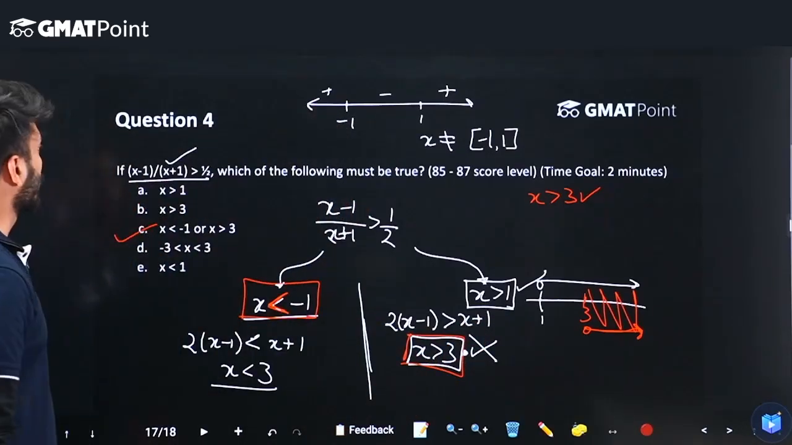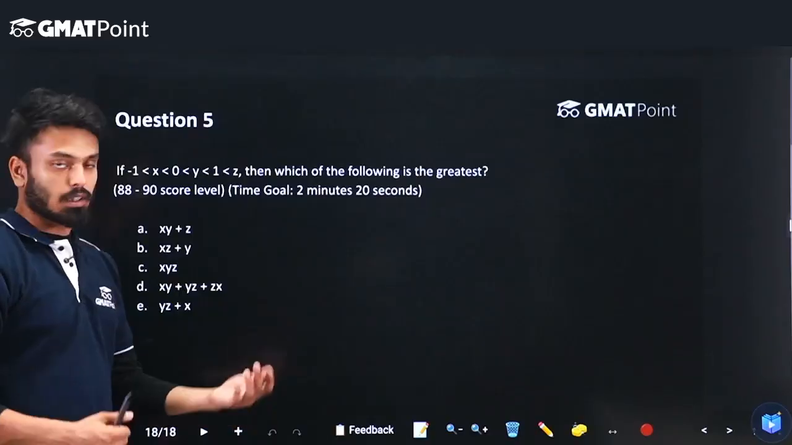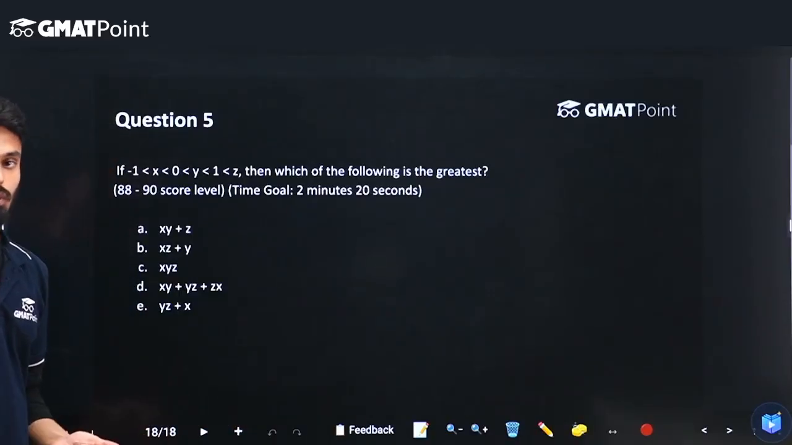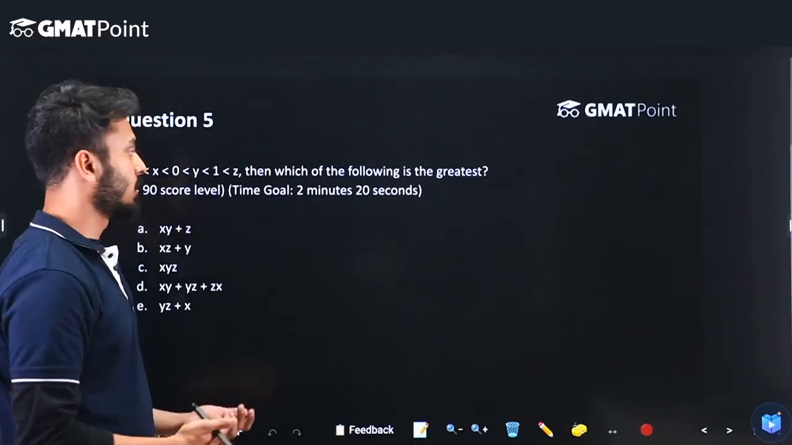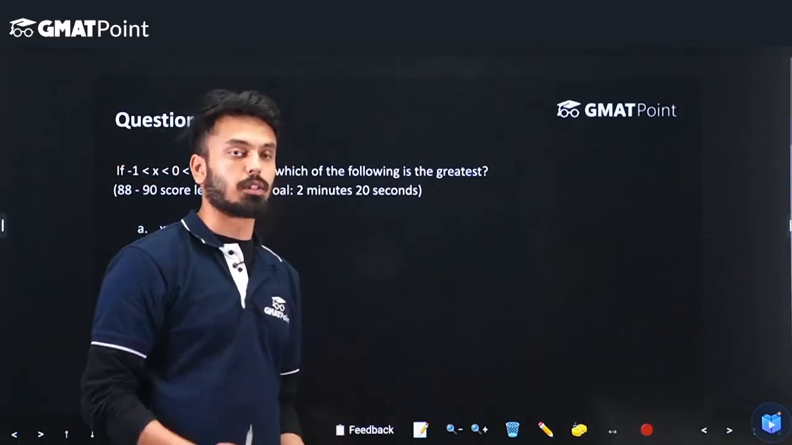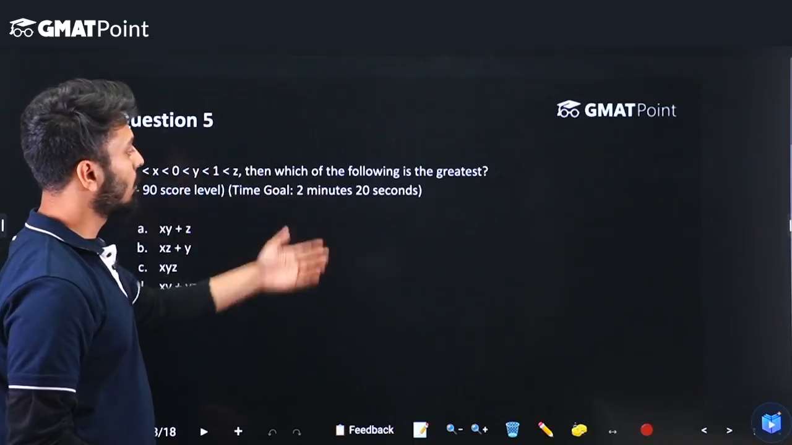Now let's move on to the last question. This one is pretty much as hard as it gets in terms of questions where only inequalities are involved. There are harder questions that exist in GMAT, but they would probably be a mix of concepts with inequality or a mix of other concepts. This one you can spend more than 2 minutes.